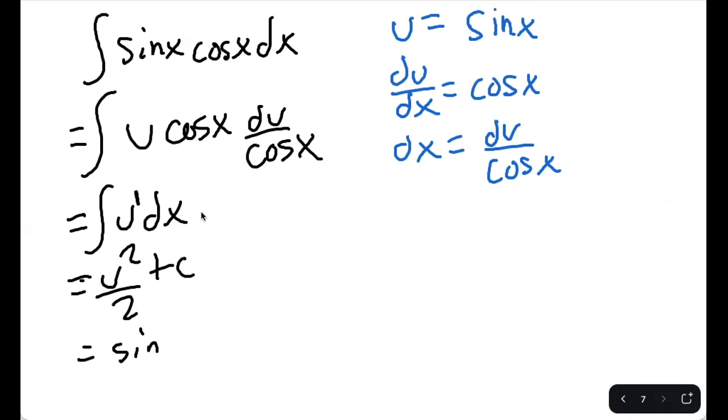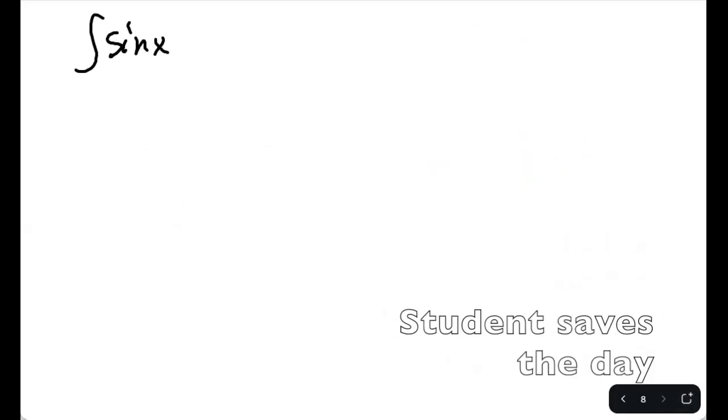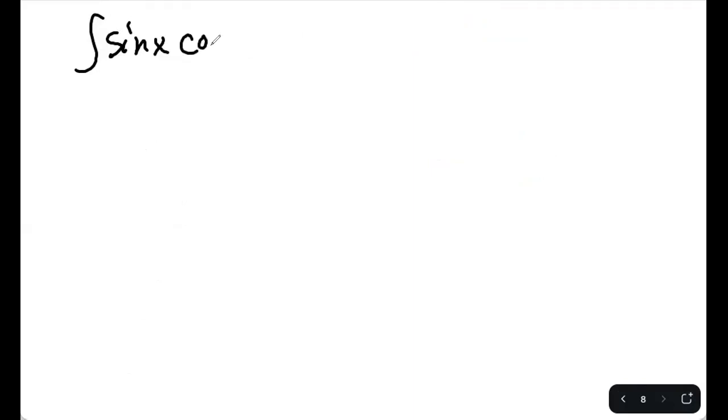So sine squared of u over 2 plus b. That works, that's the answer. Wouldn't it be sine squared x? Sine squared x, yeah. Good catch. I would lose a point or two on a test for making that mistake.